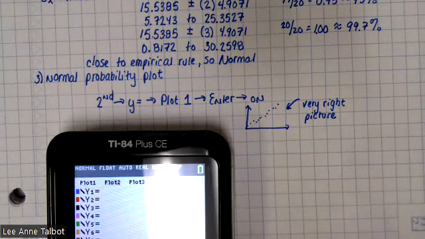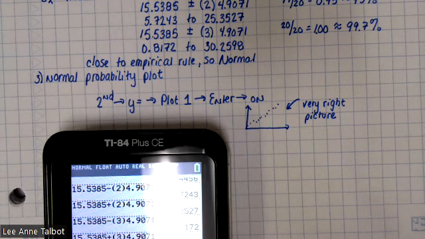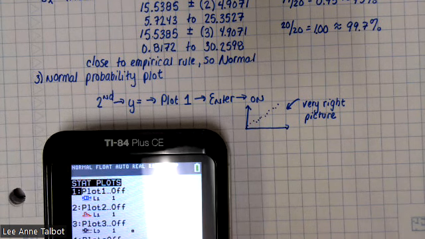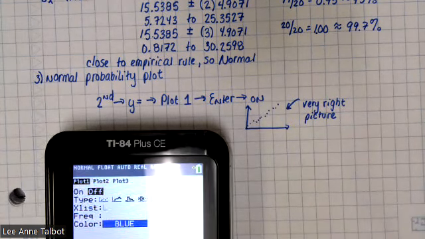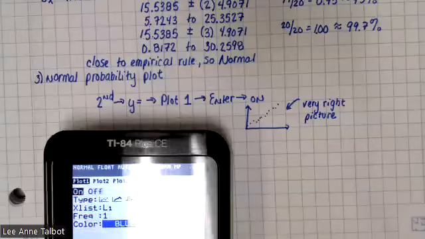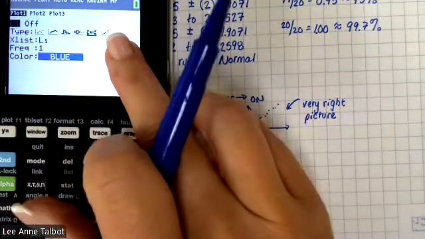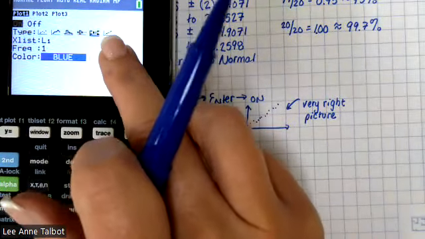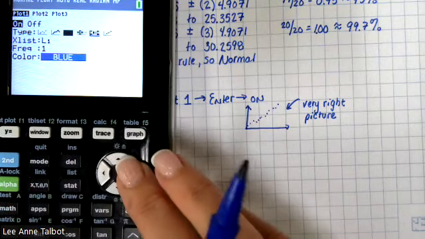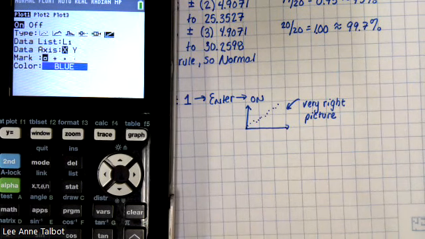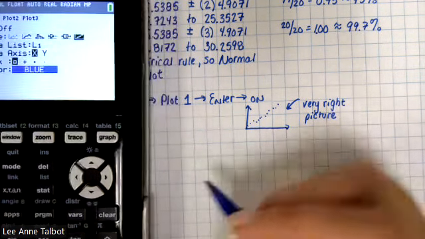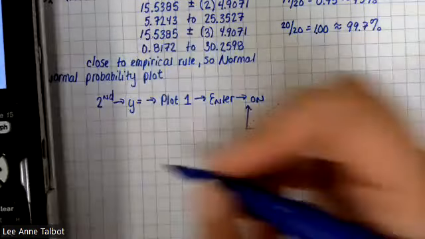Second, y equals. You can be on plot one, hit enter, turn it on, and then you want to go to this guy over here, which is on the very right picture. So I'm going to scroll all the way over to this guy here, the very right one, and select that. And then zoom 9.